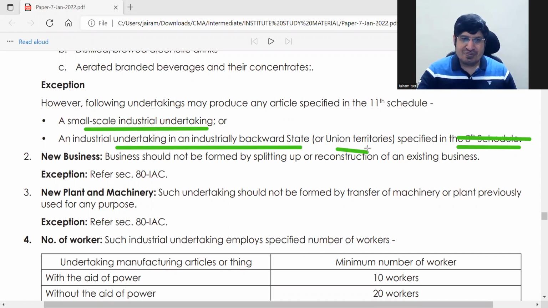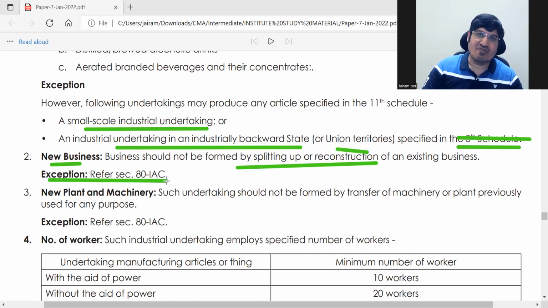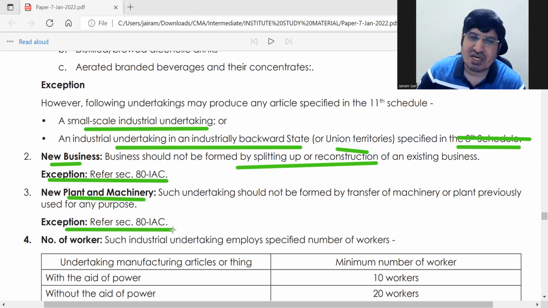Then it should be a new business not formed by splitting or reconstruction. The exception to new business is the same as we have studied earlier, that is your flood, typhoon and all that. For new plant and machinery, the exception is again the same: if you have imported it, although it was used outside, but in India you are the first person to get depreciation, then it is new. All of this is exactly the same. All these things are repeated.